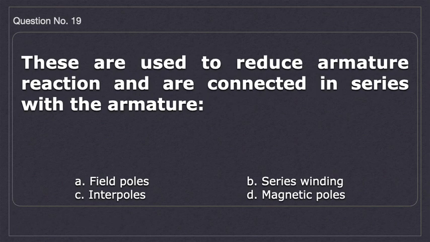Question number 19. These are used to reduce armature reaction and are connected in series with the armature. A. Field poles, B. Series winding, C. Interpoles, D. Magnetic poles. Answer: C. Interpoles.